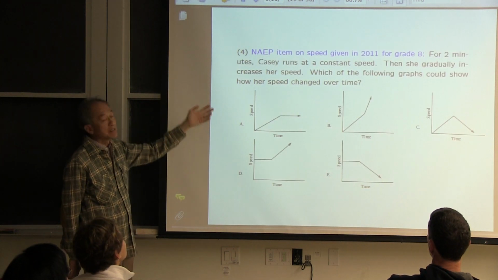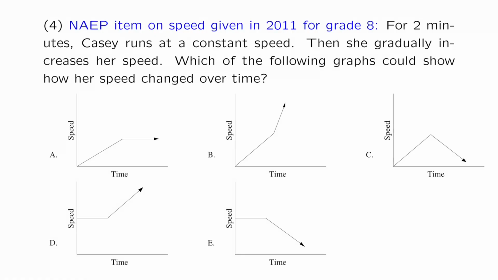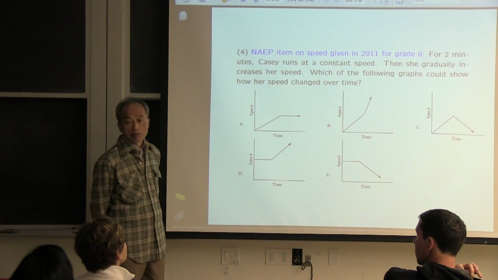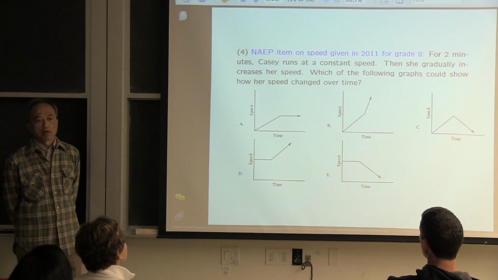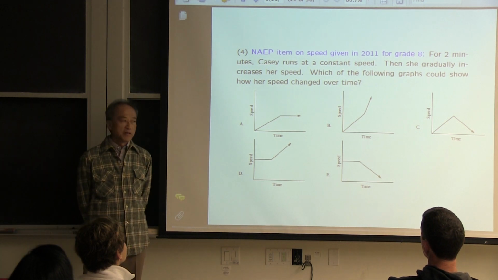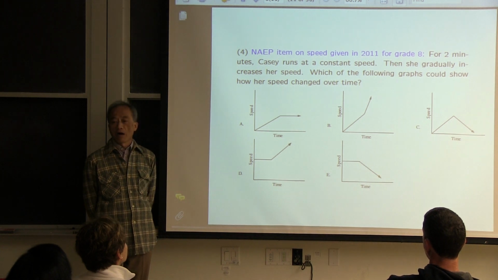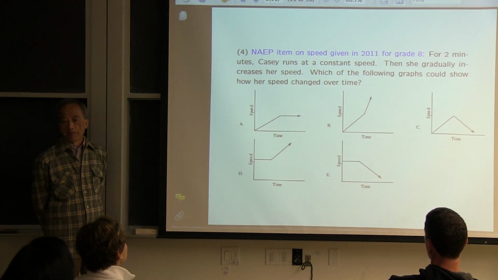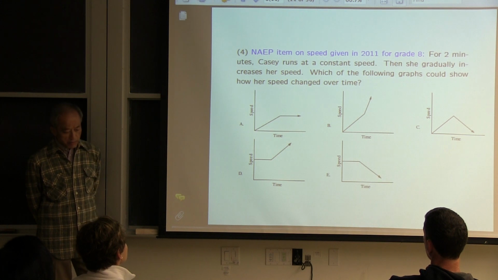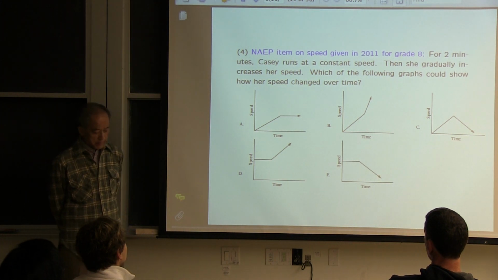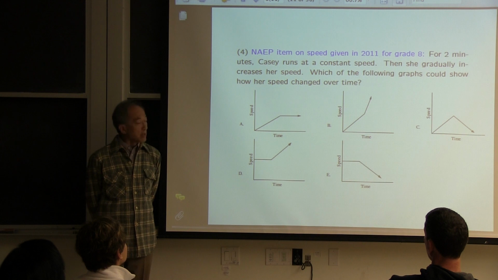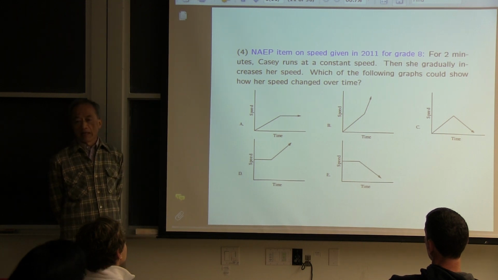Let's try another one. Now this is a NAEP item. You all know what NAEP is? National Assessment of Educational Progress. This is the nation's report card. It's a pretty impressive outfit. Funded not by the White House, not by anybody, but directly from Congress to make it bipartisan. It is a biannual report on the state of the nation in education, on reading and mathematics.